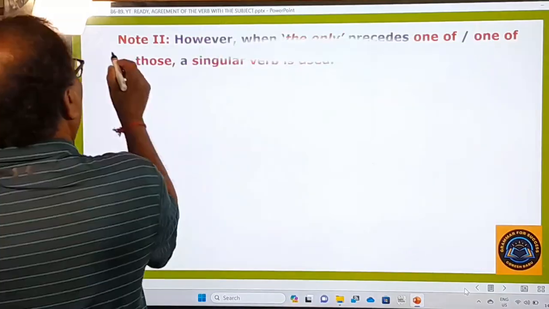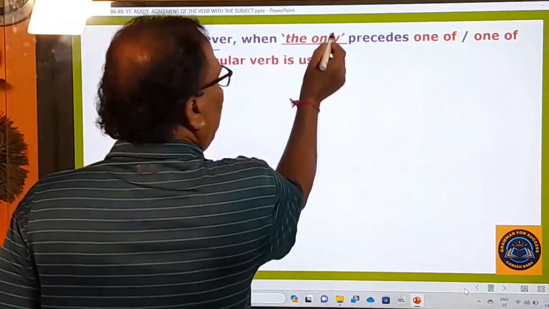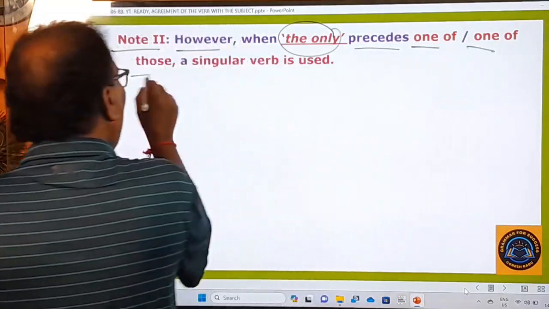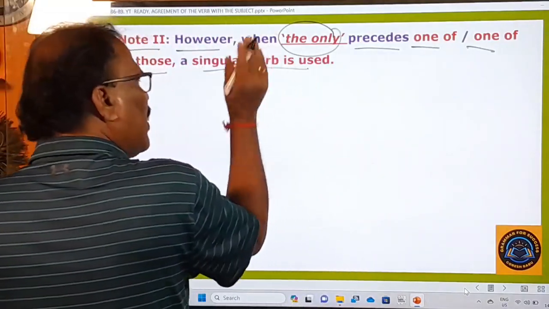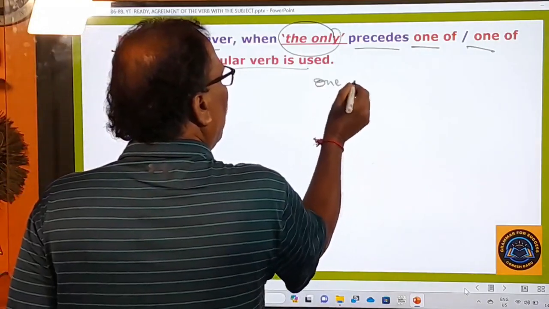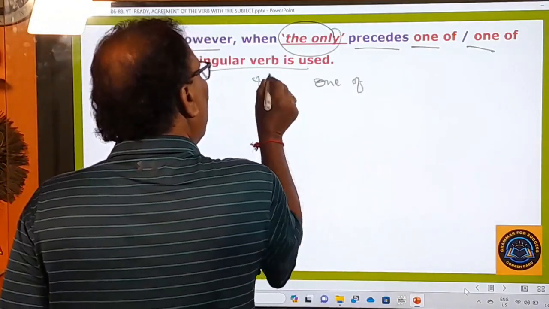Note 2 is there. However, when the only precedes one of or one of those, a singular verb is used. Very important. That means, what is that? The only one of.